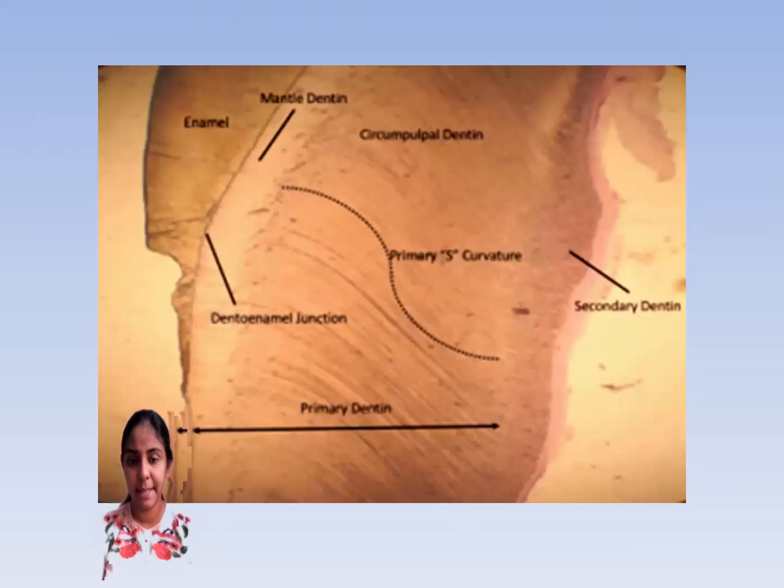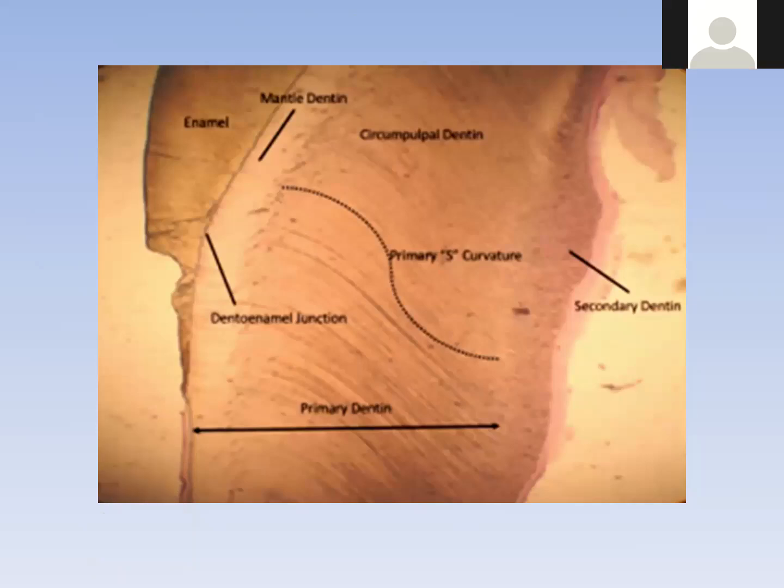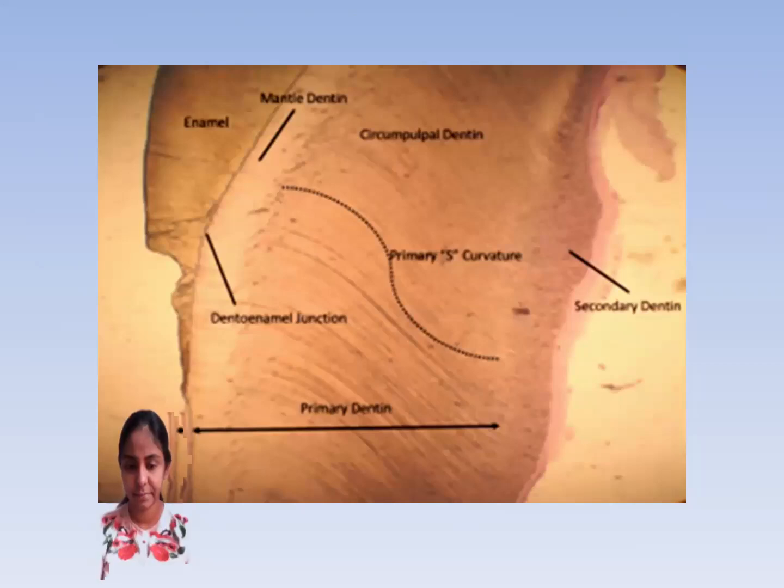If you can see in this image, from the top left, enamel, followed by a light colored area, mantle dentin, present just below the dentino-enamel junction. You can appreciate the S-shaped curvature of dentinal tubules. Below the mantle dentin, circumpulpal dentin is there. Mantle and circumpulpal dentin together form the primary dentin area. Below the primary dentin is the secondary dentin.